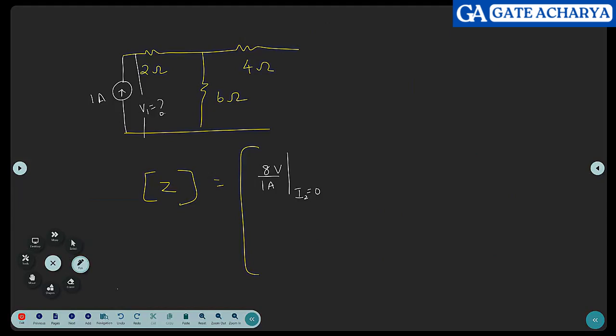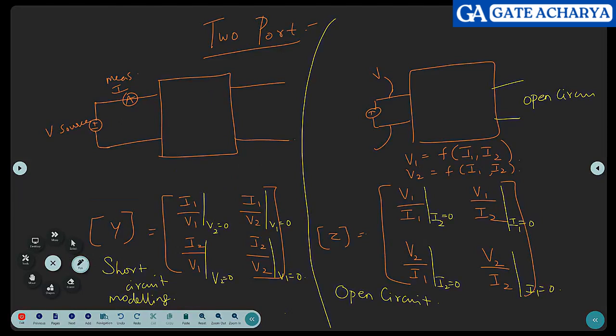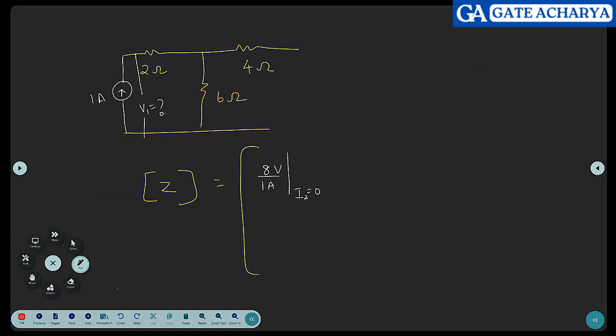Now the next case, Z12, that is this element. What is this element? I1 is open. I2 is 1 amp. Find out V1. This is 1 amp, I2 is 1 amp. Maybe I'll just give a simpler one because we have not done it. I just want to keep it symmetric.